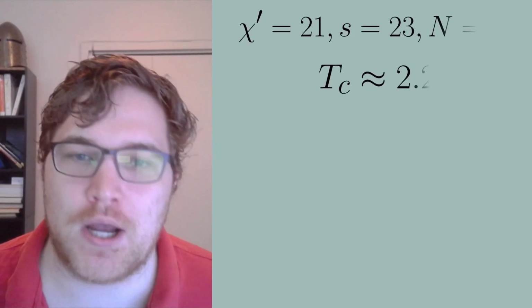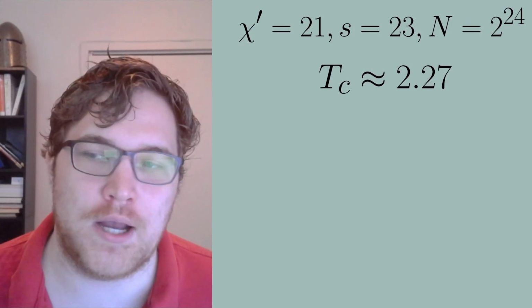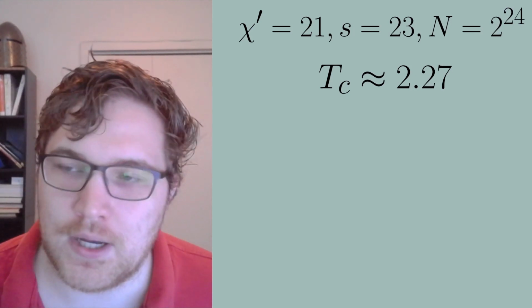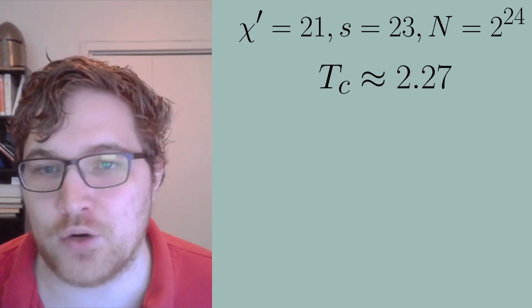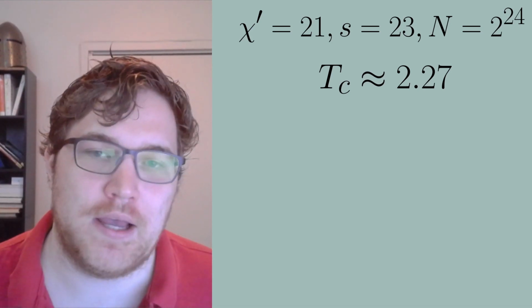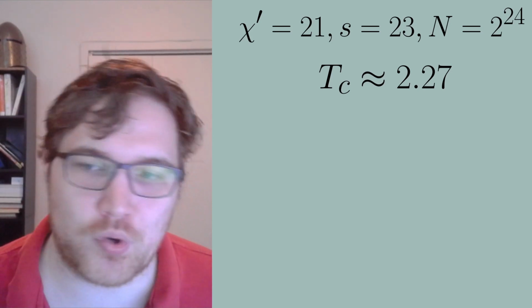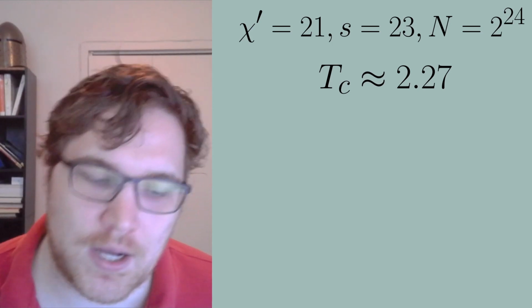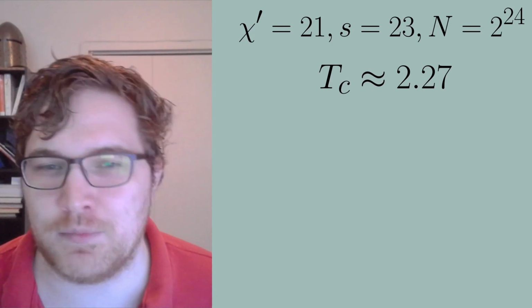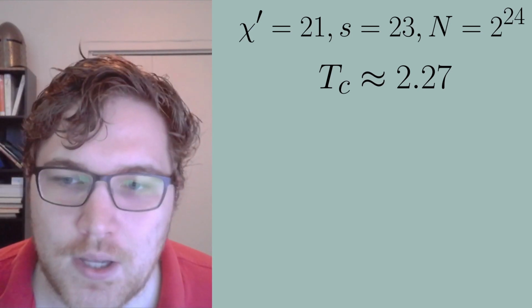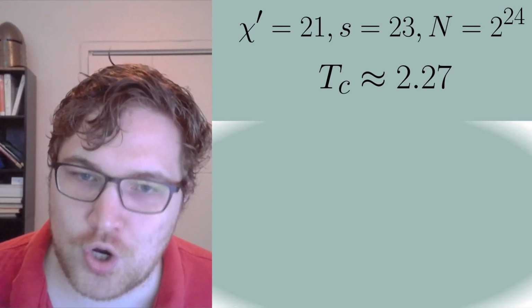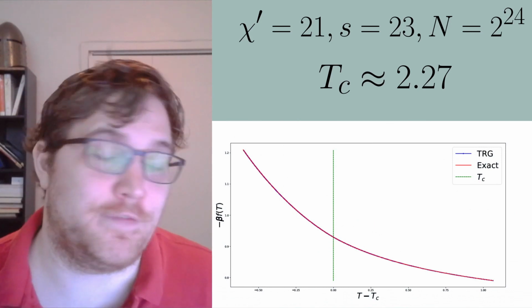Okay, so just a quick example of how this algorithm might look once you code it up and you try to reproduce some results. So here we're going to do the algorithm for chi prime is 21. S here will do 23 iterations of the algorithm, which means we have 2 to the 24 spins sitting on our lattice. And for the parameters that we showed at the beginning, this means that the critical temperature should be approximately at about 2.27.